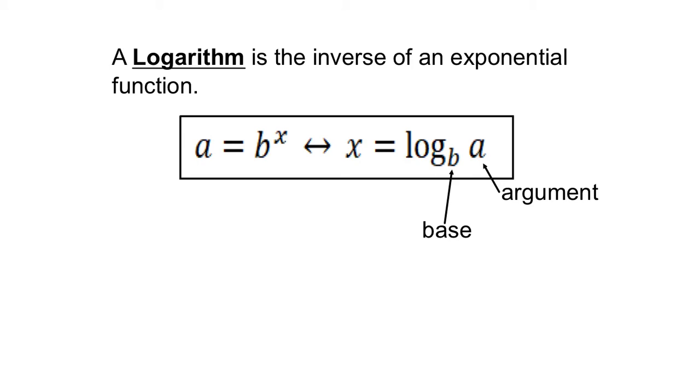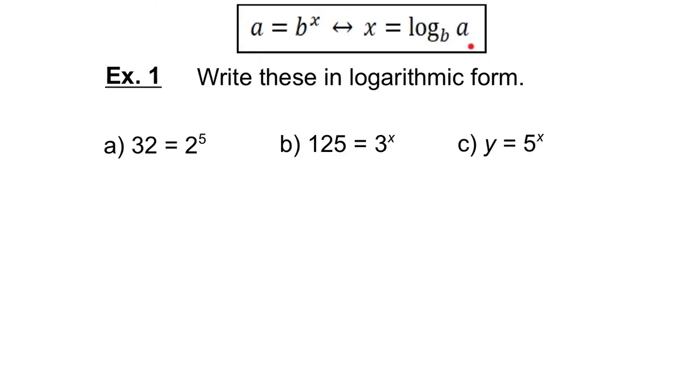Let's go through some examples. So I've rewritten this rule at the top of the screen so that you can see it while I'm going through these examples. So for each of these, they're written in exponential form, and I'm going to rewrite them in logarithmic form. So 32 equals 2 to the exponent 5. Okay, well, my exponent is 5, so I can say 5 equals, all right, now log base b. Well, b is the base of the power. The base of the power is 2.